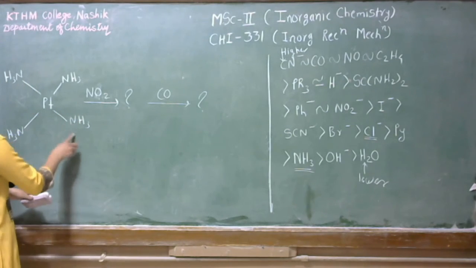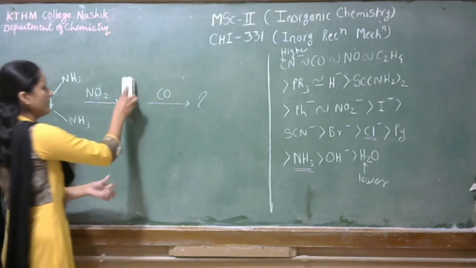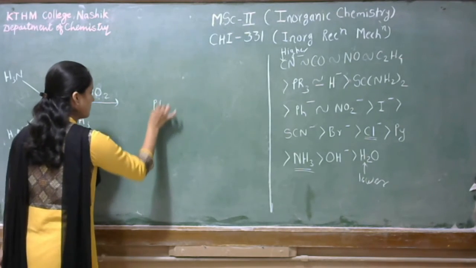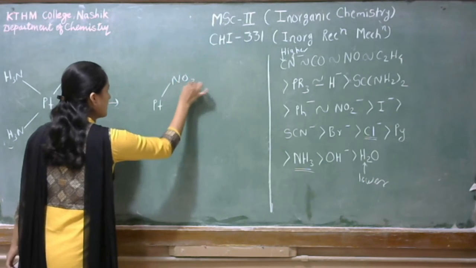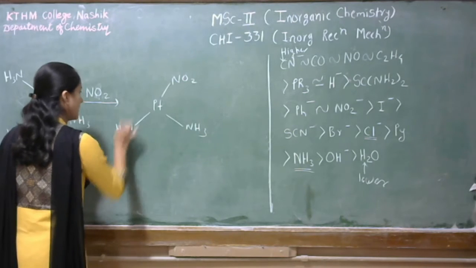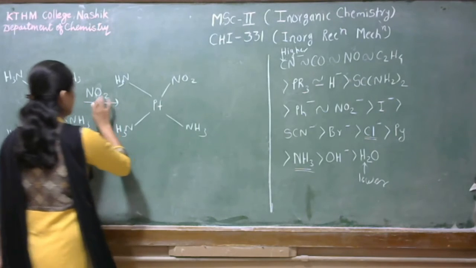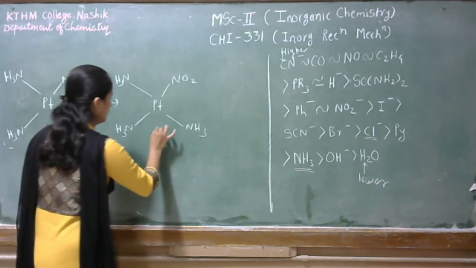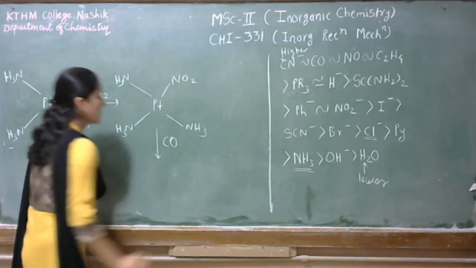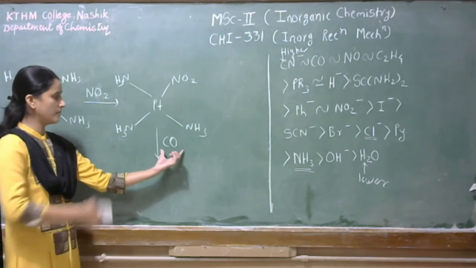So Pt(NH3)4. When we treat NO2 with this complex, obviously one of the NH3 gets replaced by this NO2. So we get Pt(NO2)(NH3)3. And next, if we treat it with carbamide, now see which position is replaced by carbamide.